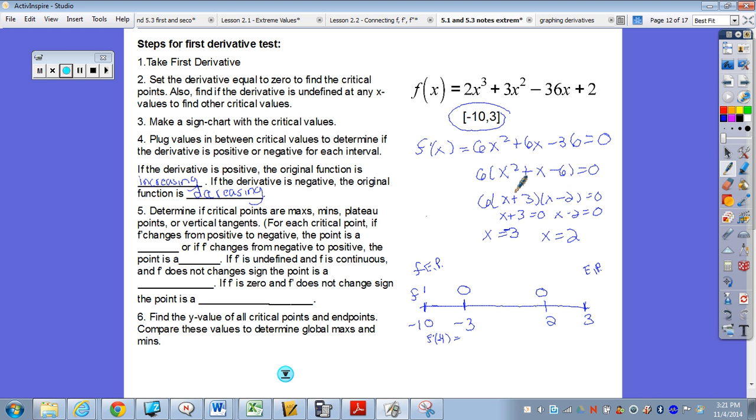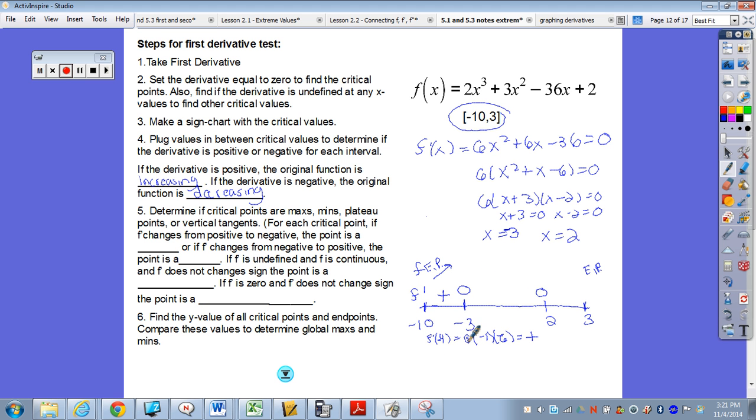Plug it into the factored term, because if you don't have a calculator, it makes it much easier. So I get 6 times negative 1 times negative 6, and I don't really care the value, I just care if it's positive or negative. If you want to find the value, you can, but it doesn't matter. So I have a positive times a negative, so that's going to give me a positive, which is a positive 36. So this is positive, and that means from negative 10 to negative 3, my function is increasing.